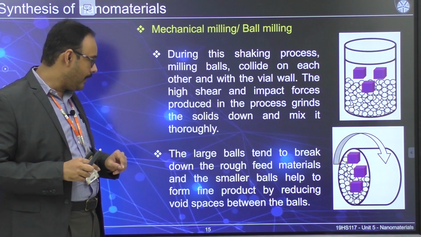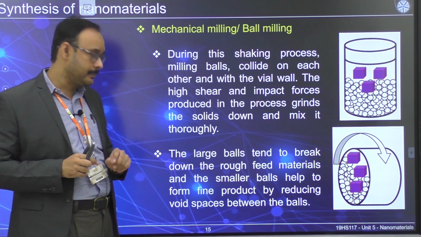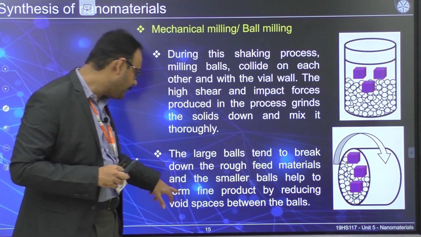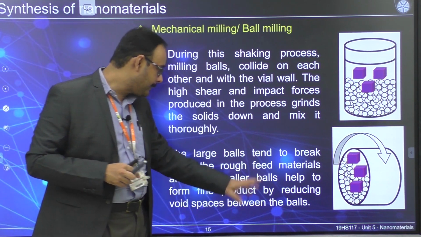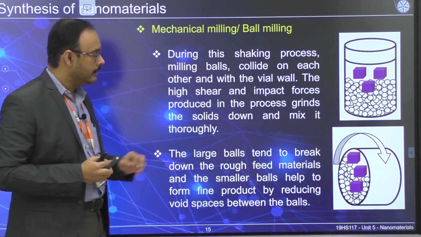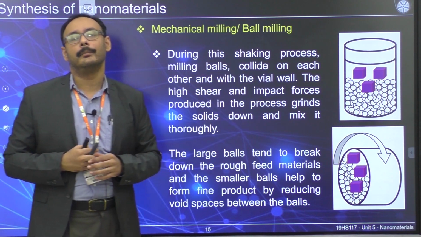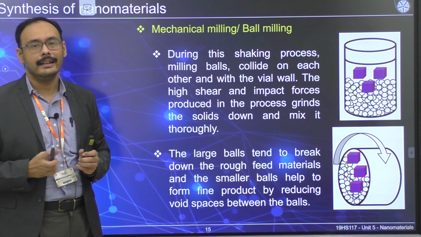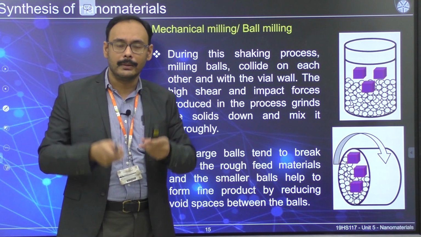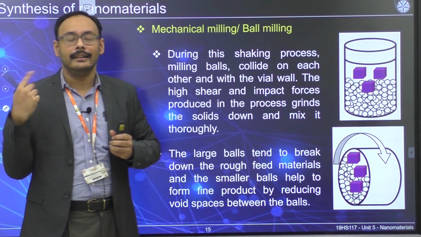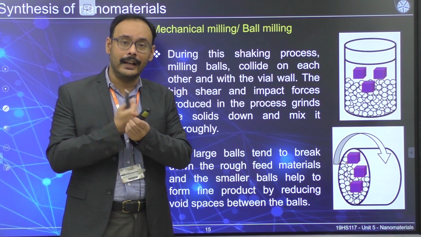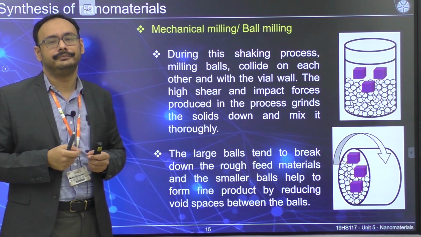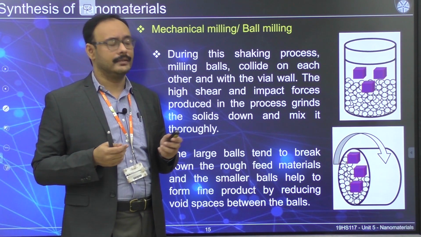Once the rough feed of the bulk material is broken, the smaller balls help to form fine structures by reducing void space between the balls. Okay, so this is pretty much what ball milling means. Essentially, you put some balls, you put some bulk material, rotate, shake it really hard so that the balls collide with your bulk material and break them into pieces.